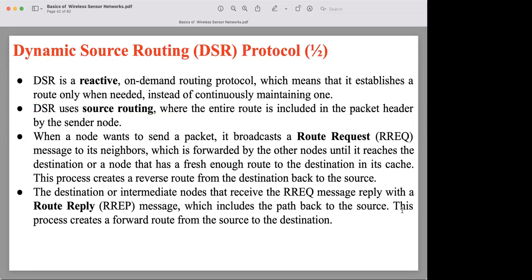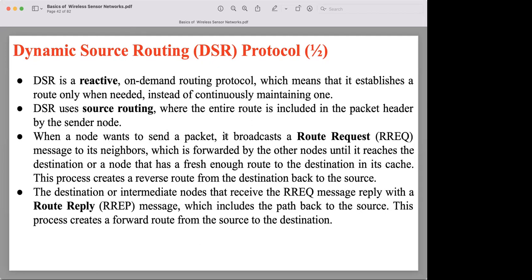Now we go to another on-demand routing protocol. This is also a reactive routing protocol, which is the DSR routing protocol, dynamic source routing protocol. This is the same as the previous one, an on-demand routing protocol. That means whenever you require, you can make the path. And this is a source routing protocol where the entire route is included in the packet header by the sender node. So whatever route you have traced, you need to put the entire route information inside the packet header. You are not able to put only the last two hops. You need to include the entire route information because this is source routing.